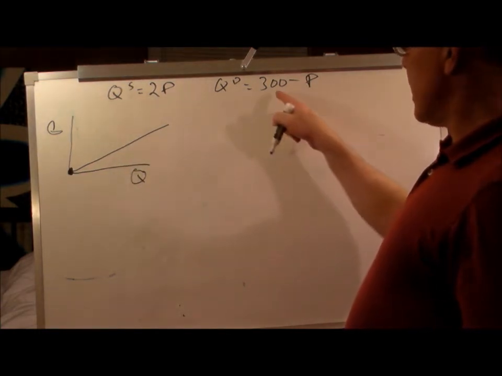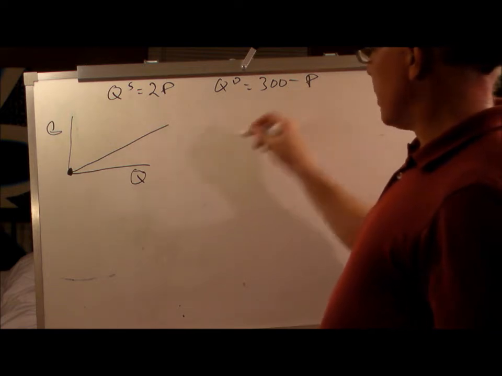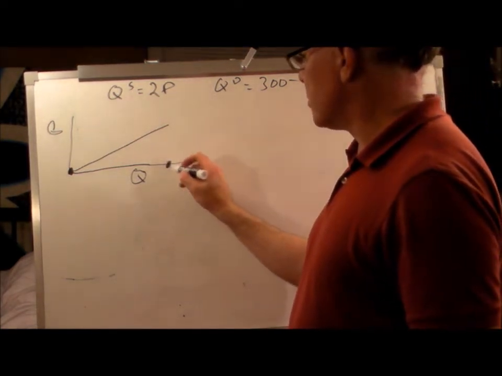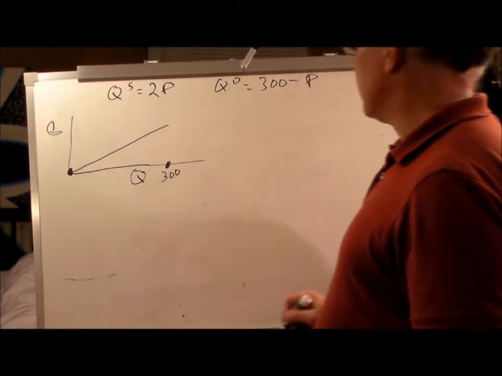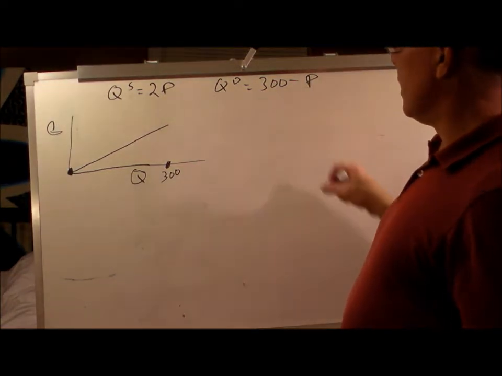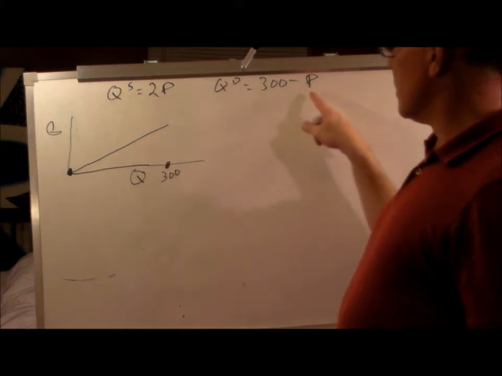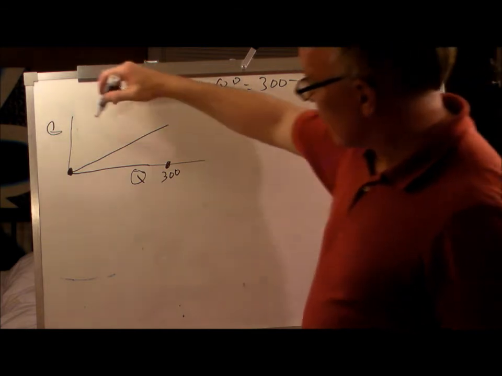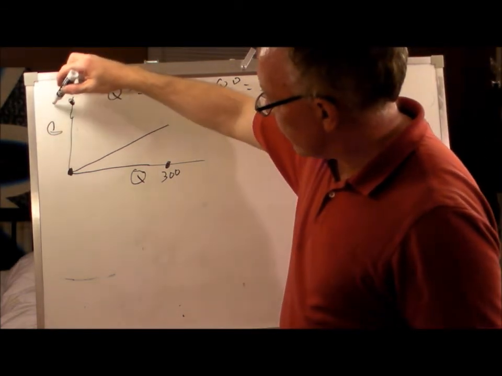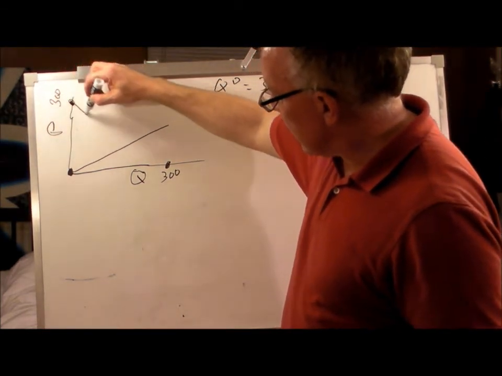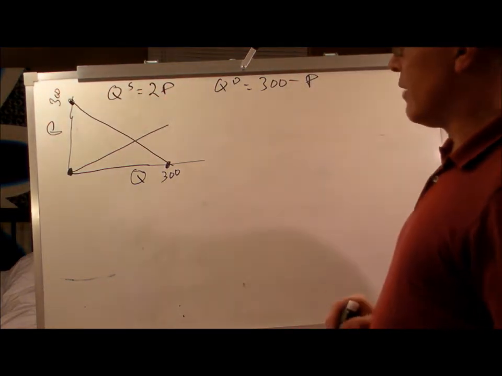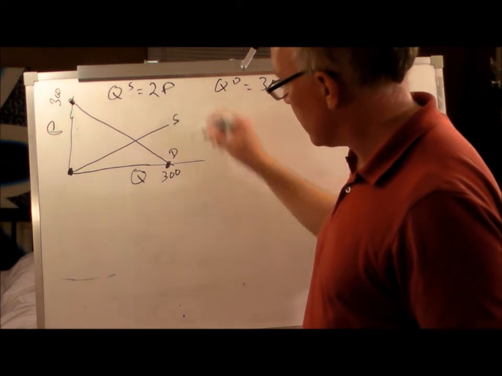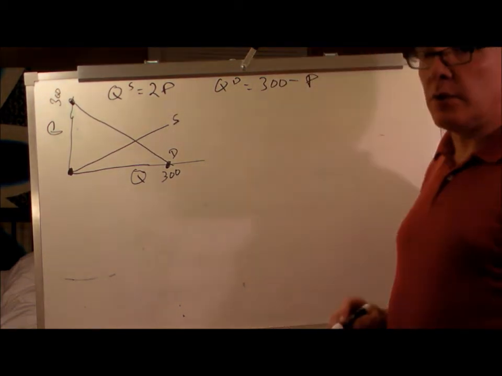And then on this axis, you can realize that if the price is 0, 300 will be demanded. So this will be 300. And we could also think that when the price is 300, the quantity is going to be 0. And so we have a nice straightforward line here. This is 300, and there we go. We have our demand curve, and we have our supply curve. And now we can think about the deadweight loss.